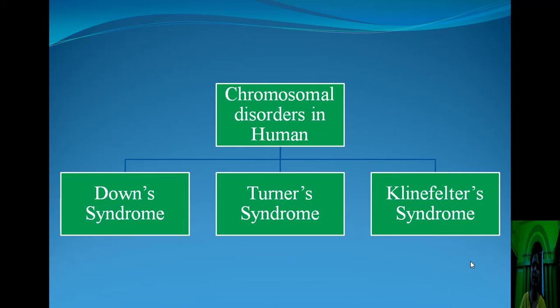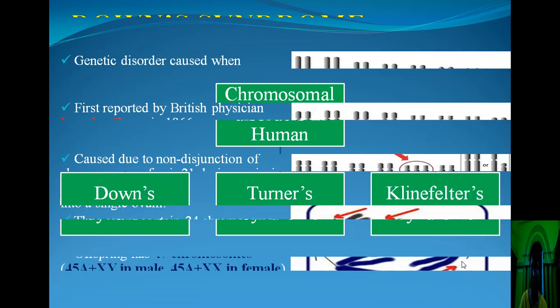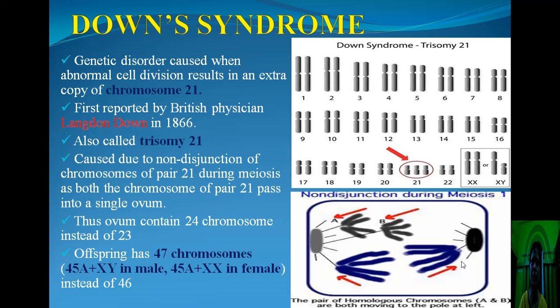The chromosomal disorders in humans. There are mainly three types of disorders found in case of humans. First one is known as Down syndrome. Second one is Turner syndrome. Third one is Klinefelter syndrome. We will discuss one by one. First, we come to Down syndrome.